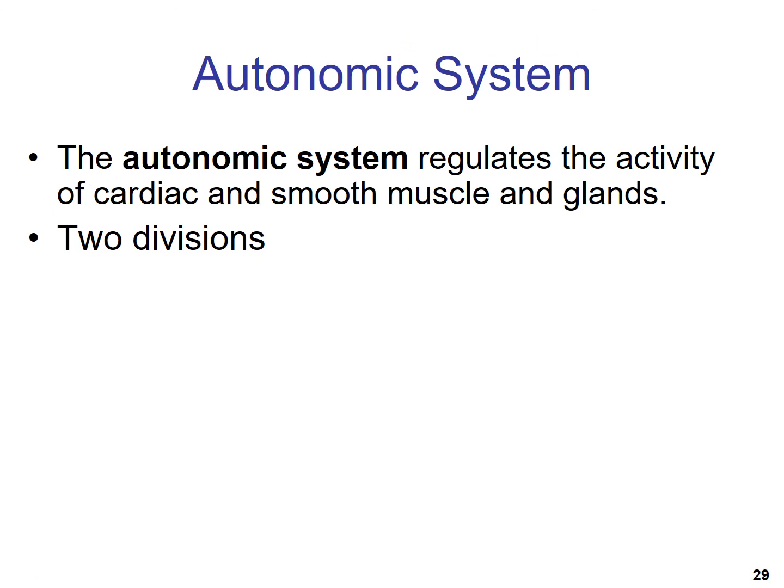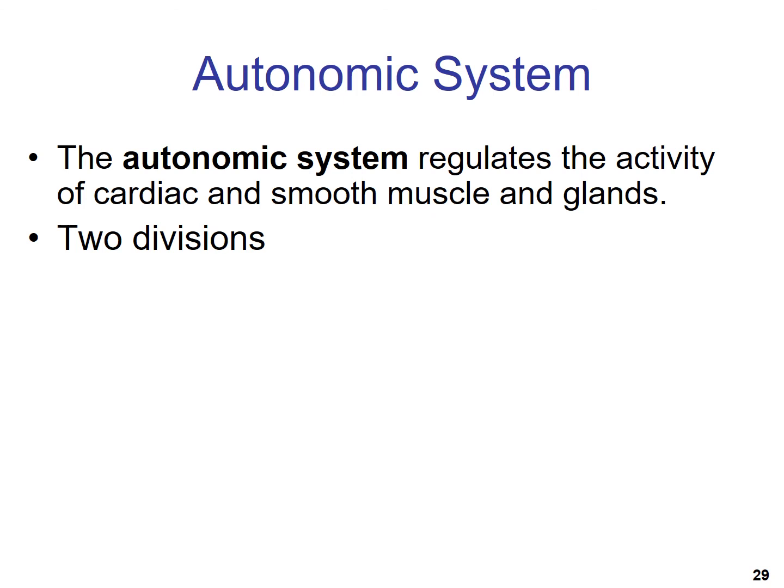Okay, now let's talk about the autonomic system. This is what regulates the activity of cardiac and smooth muscle and glands. One thing that I want to say real quick about the autonomic system versus the somatic system is that they actually have separate nervous system pathways. One of the reasons why they get so easily divided up is because there are literally different routes from the central nervous system to cardiac and smooth muscle and glands versus to the skeletal muscles.